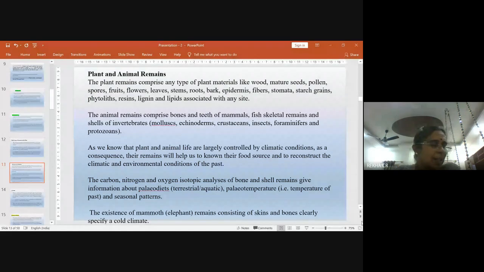And plant and animal remains. The plant remains comprise plant materials like wood, mature seeds, pollen grains, spores, fruits, flowers, leaves, stems, etc. The animal remains comprise bones and teeth of mammals, fish skeletal remains, and shells of invertebrates.